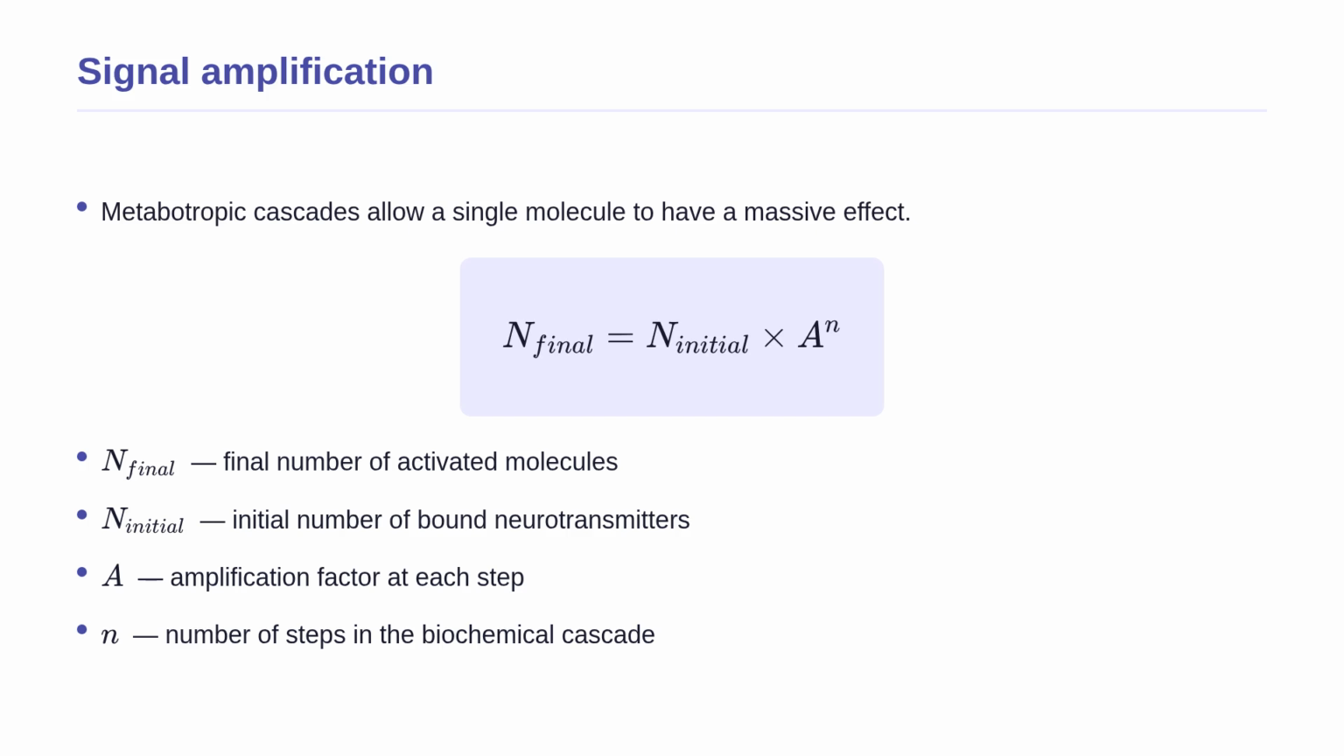The variable A represents the amplification factor, meaning how many new molecules one single activated protein can turn on at each stage. Finally, the exponent n represents the number of steps in the biochemical cascade. As the number of steps or the amplification factor increases, the final cellular response grows exponentially. This explains how a tiny chemical signal can completely change the state of a neuron.